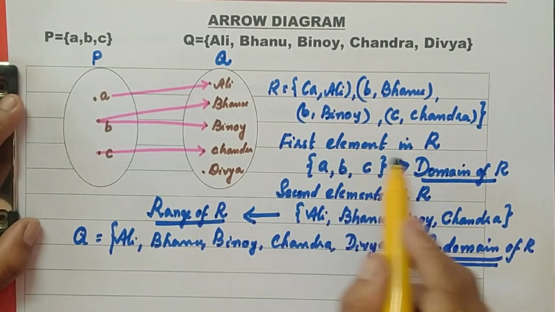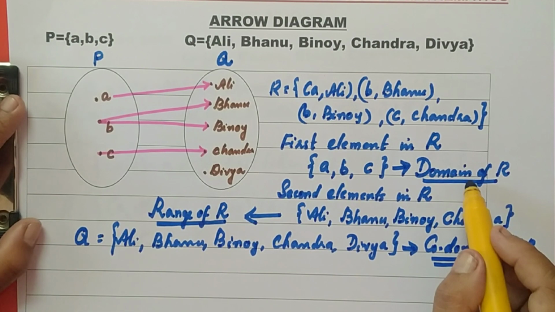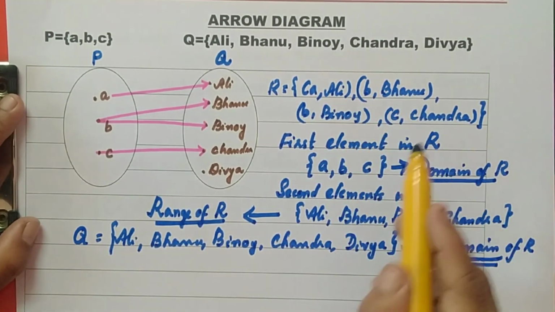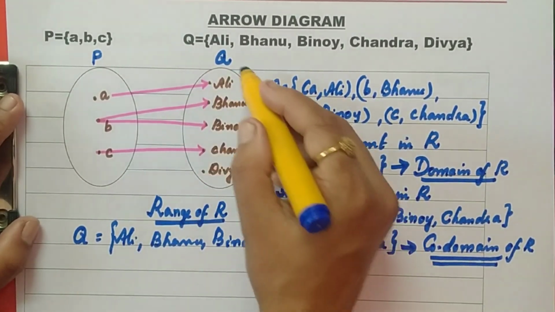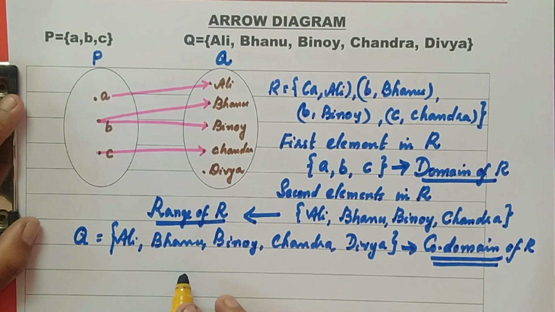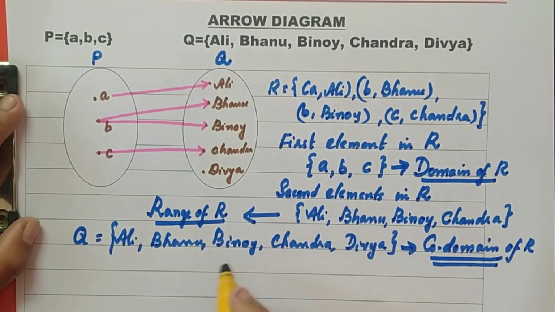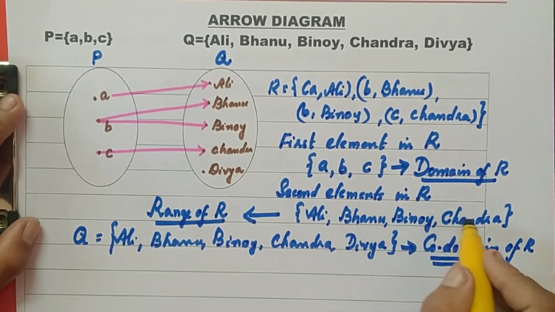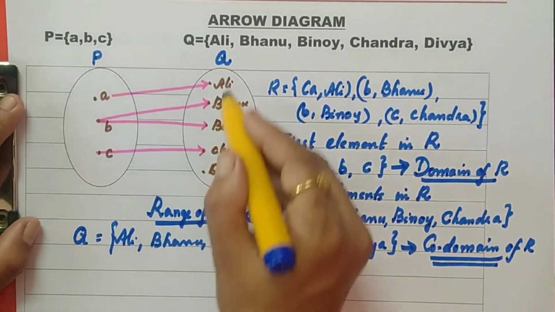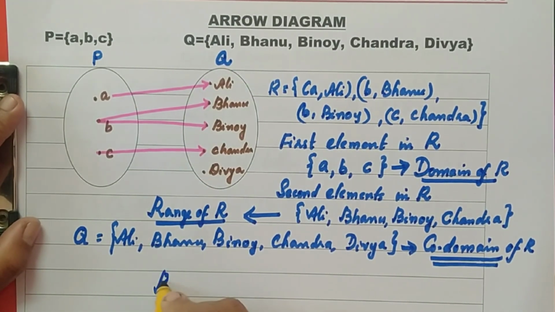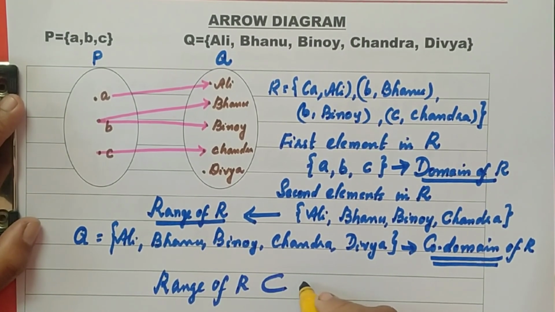The first element of a relation R is called the domain of the relation R. The second element in the relation is called the range of R, and the whole set Q itself is called the codomain of this relation R. So from this you can say one more point: the second element, Ali, Bhanu, Binoy, Chandra, the range of R, is actually a subset of Q. So another point is that the range of a relation R is actually a subset of the codomain of R. Very important are these points.